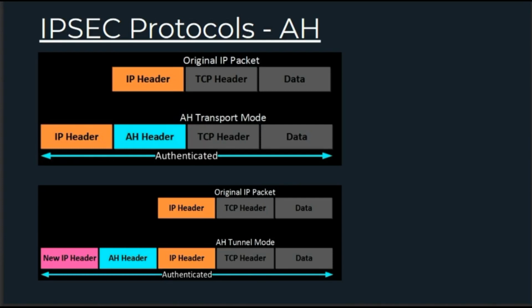With tunnel mode, we add a new IP header on top of the original IP packet. So this could be useful when you are using a private IP address and you need to tunnel your traffic over the internet. It's possible with AH, but it does not offer any encryption.